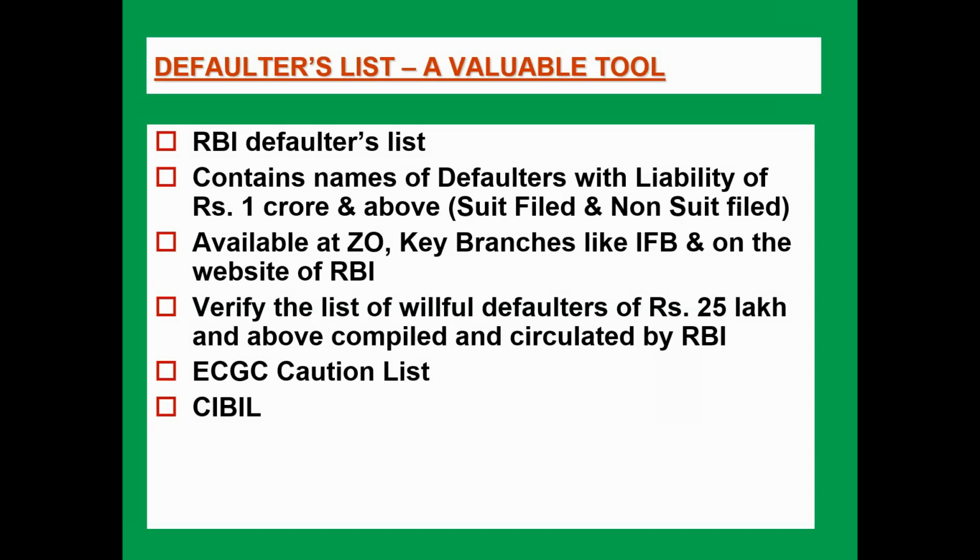It is available at the various controlling offices. Verify the list of willful defaulters of 25 lakhs and above. And ECGC, Export Credit Guarantee Corporation: check the ECGC caution list if he is an exporter or importer, and the CIBIL report also.